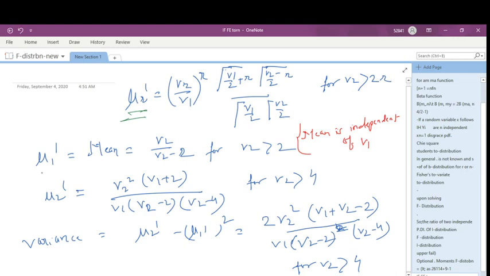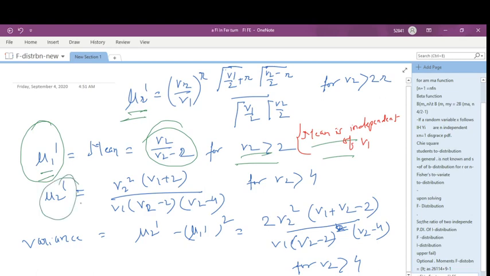So the mean, as we already saw, is equal to the first order moment about the origin. It comes out to be nu2 by nu2 minus 2, with nu2 greater than 2, and as I showed, it is independent of nu1, so independent of the first degree of freedom. And this is the second order moment about the origin, and the variance is the same thing that I showed you on one of the previous pages. So this is the final variance.